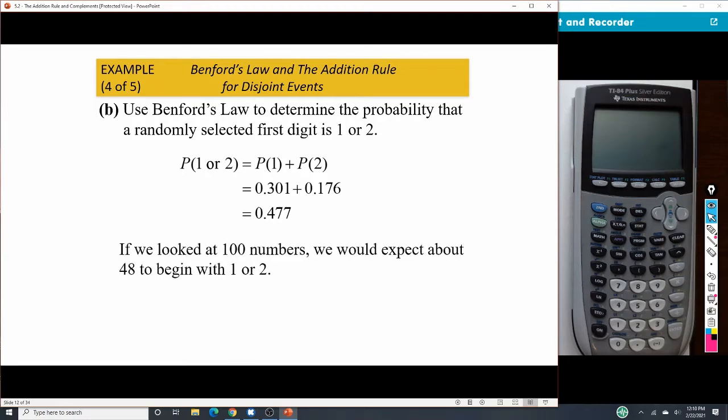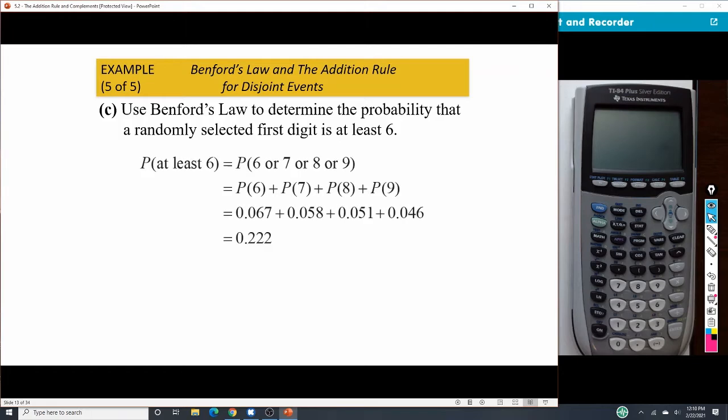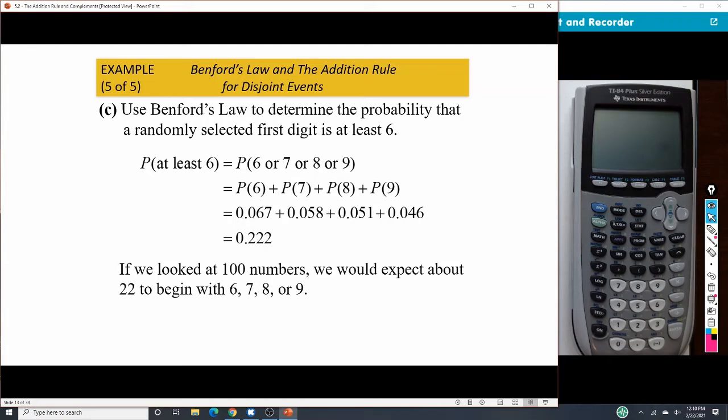So we would expect about 48 numbers out of 100 to begin with 1 or 2 when we're creating those numbers. Now, what about the probability of the first digit being at least 6? That means it has to be a 6, 7, 8, or 9. If we add up those probabilities, we get 0.222. And so we'd expect out of 100 numbers, 22 of them to begin with a 6, 7, 8, or 9.